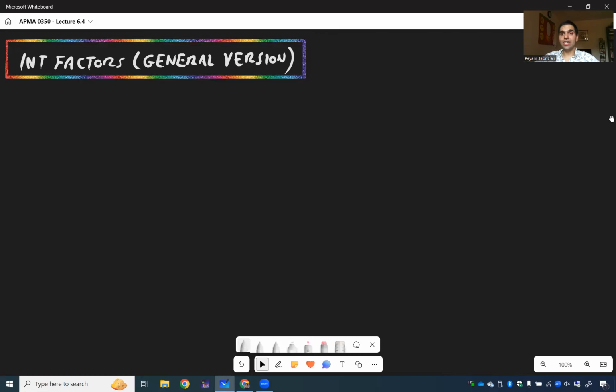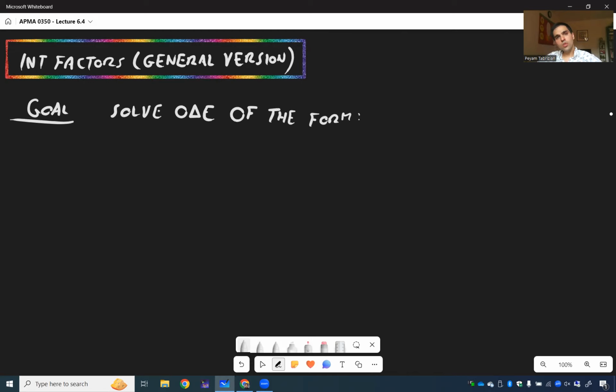All right, the good news is we can use integrating factors to solve even more general ODEs. In fact, we'll solve ODEs of the form, not y prime plus ay equals a function of t, but this time y prime plus p of t y equals f of t. So same thing as before, but this time the coefficient of y can depend on t.